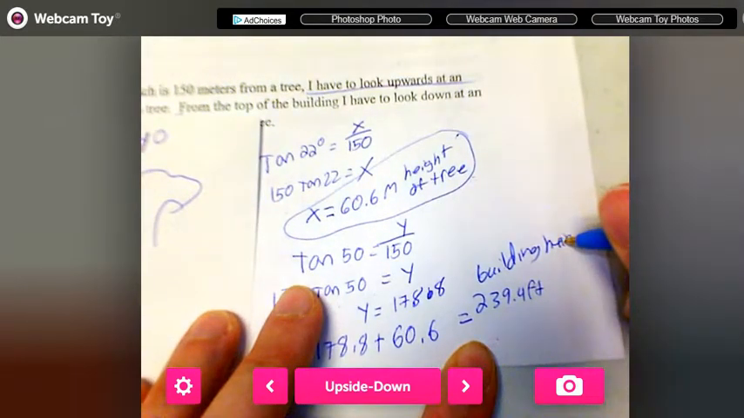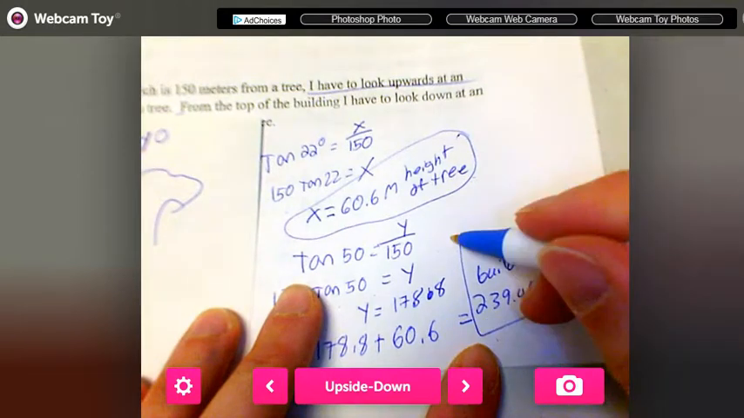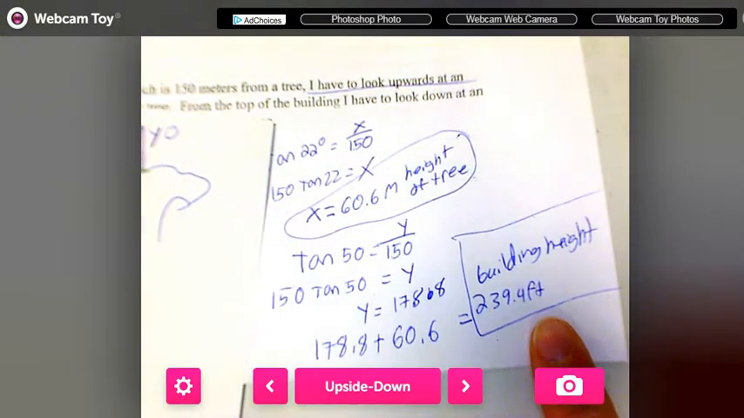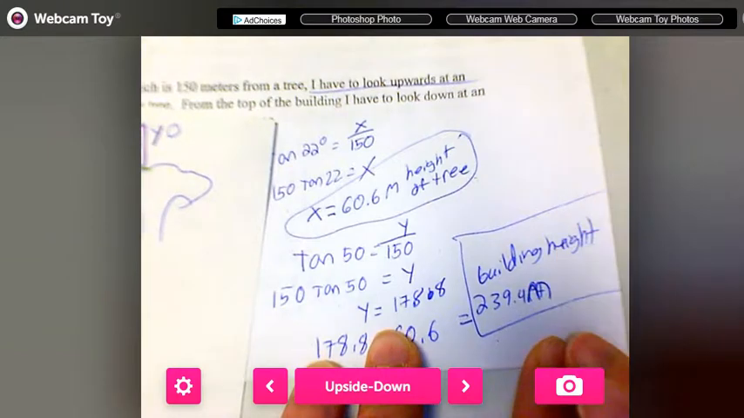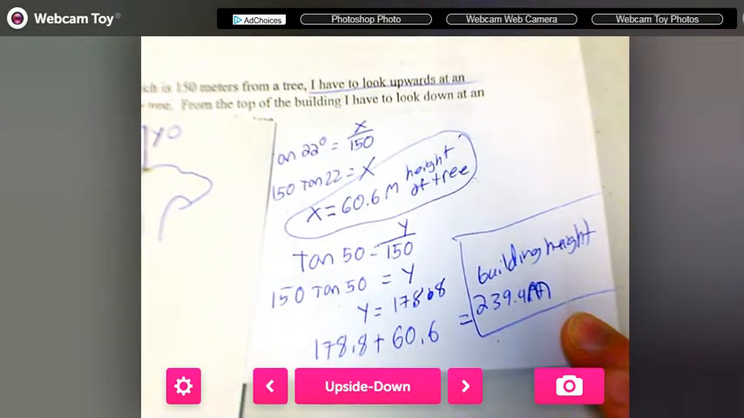Notice how I found two different things here? Do you see how I'm labeling them? That's really important to do on your quiz, so I don't think the tree's 239.4 feet and the building's 60 point, I mean, not feet, this is in meters, right? Meters. Okay, because otherwise that's a really short building, that's a really tall tree, right? So make sure you get them right.